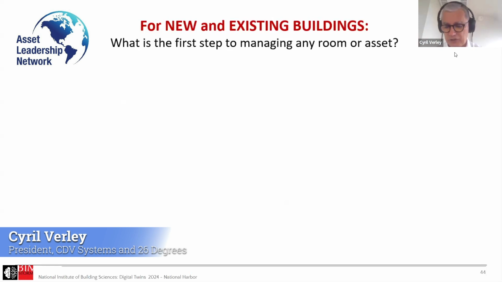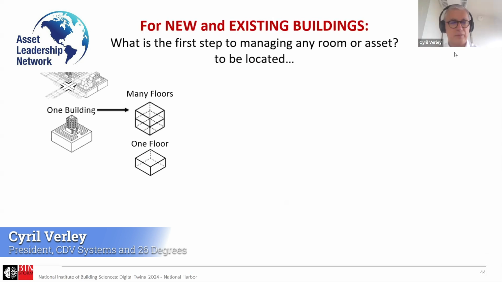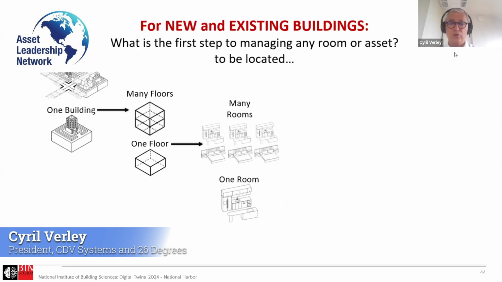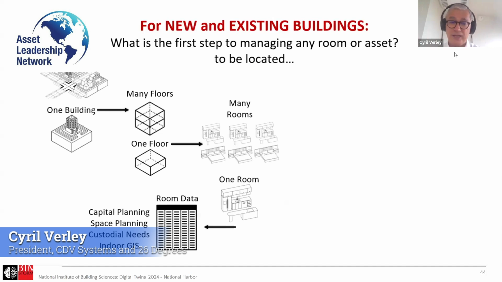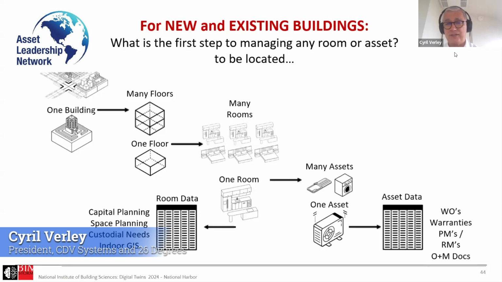What's the first step to managing any asset? It has to be located. So you've got a campus, you've got a building, you've got floors in that building. You want to find a floor, you want to get rooms, you want to find a room, and you want to find data in that room. That's the ideal that any owner wants. Likewise, you've got assets, you find a particular asset, and you want to find data in that asset.